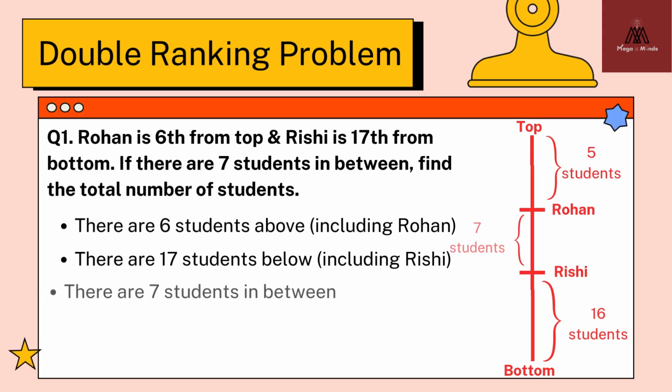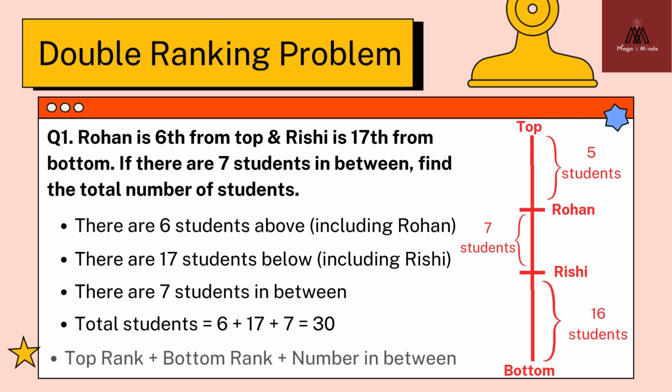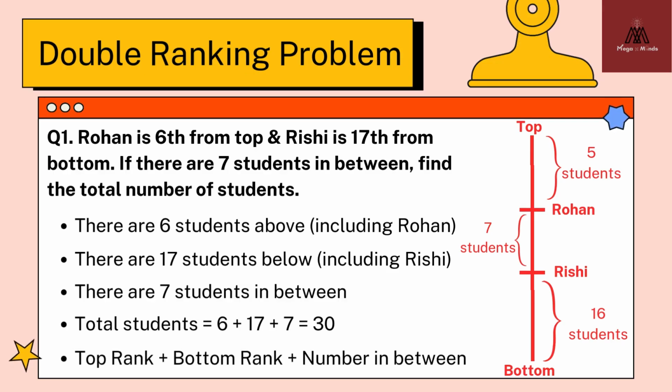Also, it is given that there are 7 students in between. Now that we know the number of students above, below, and between, they can simply be added up to get the total number of students. The answer can also be arrived at by simply applying the given formula. By adding the rank from top, rank from bottom, and the number of students in between, we can arrive at the required total number.